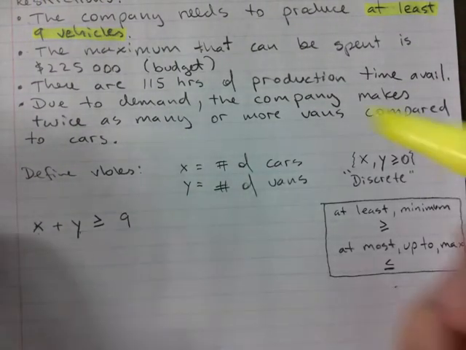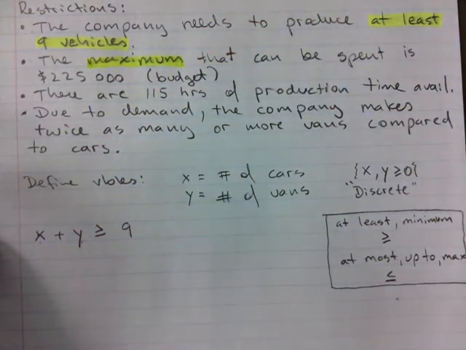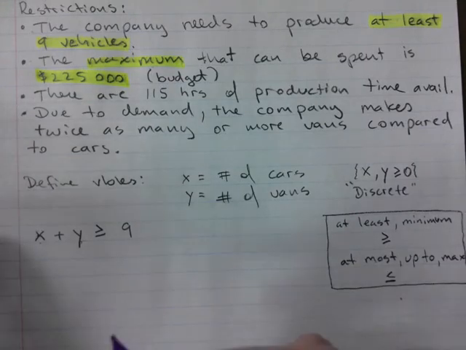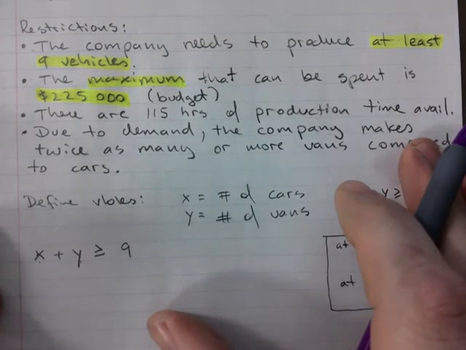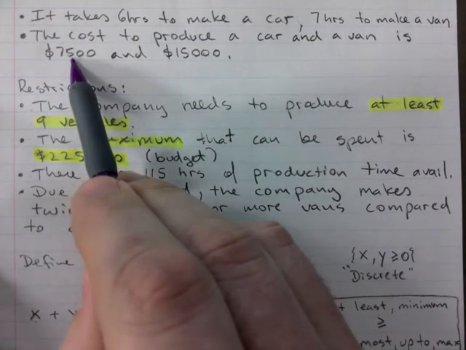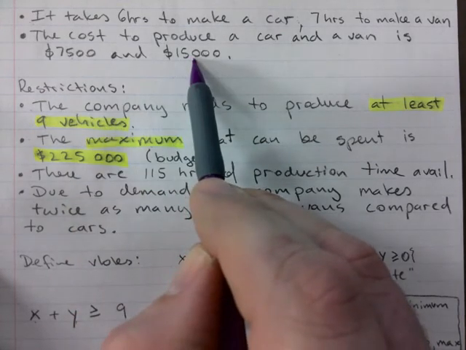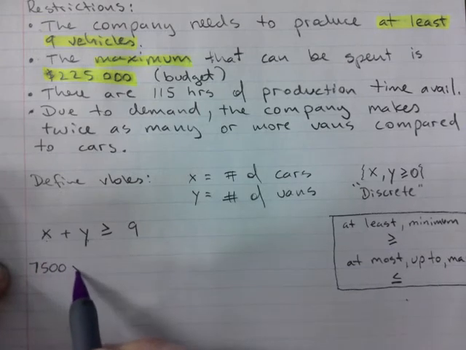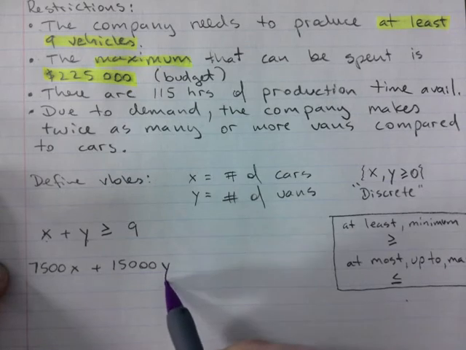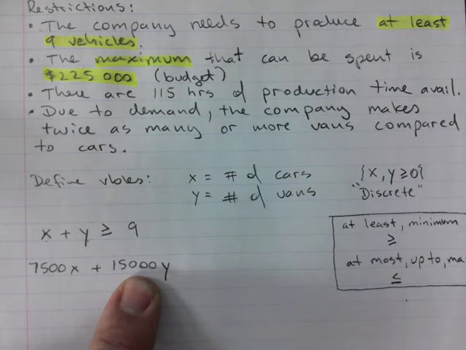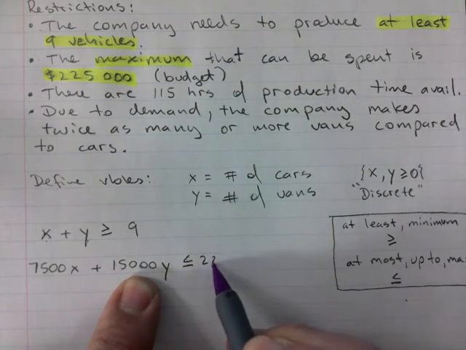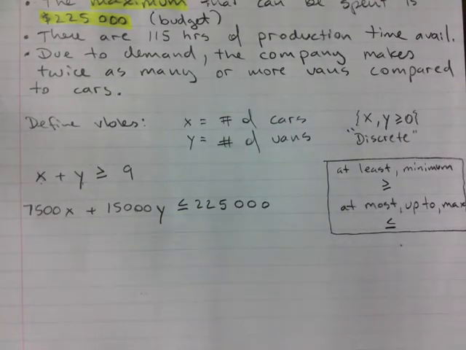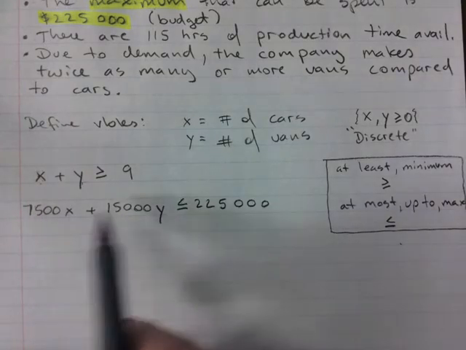Then the next one is the maximum. There's that word maximum, that can be spent is 225,000. So there's a restriction on the amount you can spend. That's when you go up and look for the dollar amounts that were mentioned. 7,500 that it costs to make a car, 15,000 to make a van. Those are the coefficients that you need to place in front of your variable. So 7,500 for a car plus 15,000 for a van. That amount spent can be no more than 225,000. So we have the dollar amount coefficients in front of our variables, right?